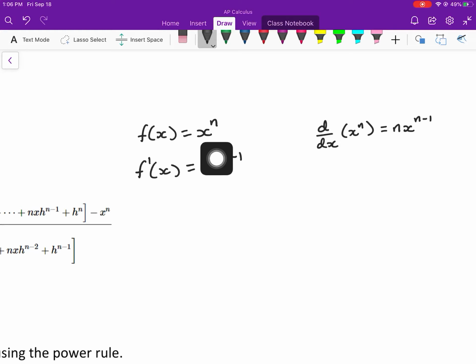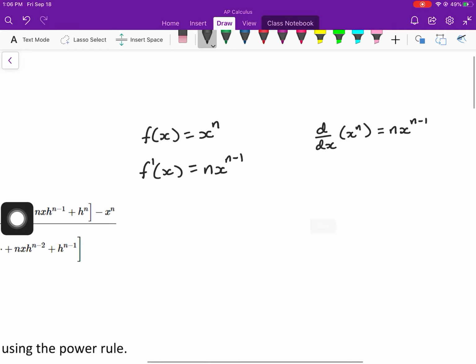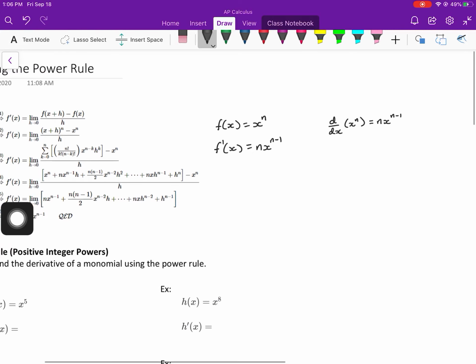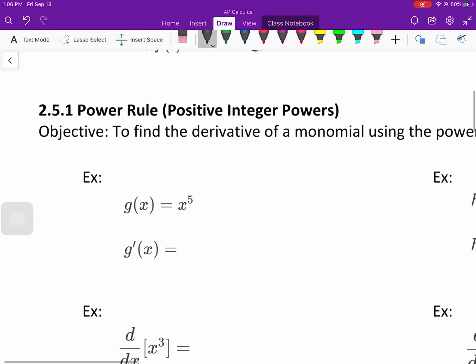This is just taking an f of x approach. f of x is x to the n, so the derivative of that is n times x to the n minus 1. And this is another approach, same idea. Let's take the derivative of x to the n, which is n times x to the n minus 1. So two different ways to state the same thing. So how does that work?